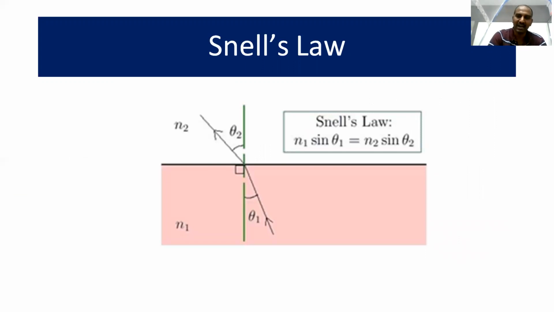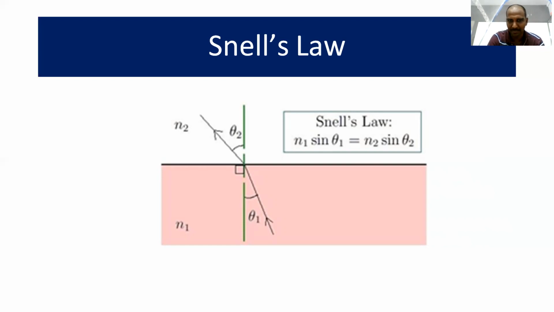And whenever we are considering two different mediums of refractive indices, how to apply Snell's law? So what is Snell's law? The ratio of the sine of the angle of incidence to the sine of the angle of refraction is the ratio of refractive indices. Observe here, in short form, it can be written as n1 sine theta 1 equals n2 sine theta 2 in this particular case.